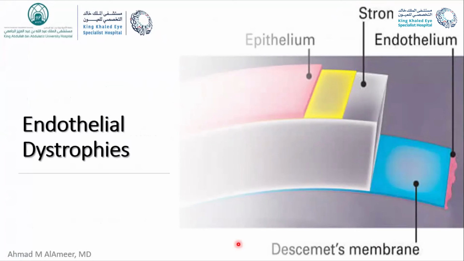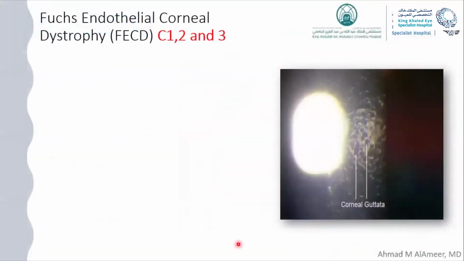Now we'll talk about endothelial dystrophy. Fuchs endothelial corneal dystrophy is the most common dystrophy in the West, but here it is not that common. Macular dystrophy is more common. You can see the typical corneal guttata of Fuchs endothelial corneal dystrophy.